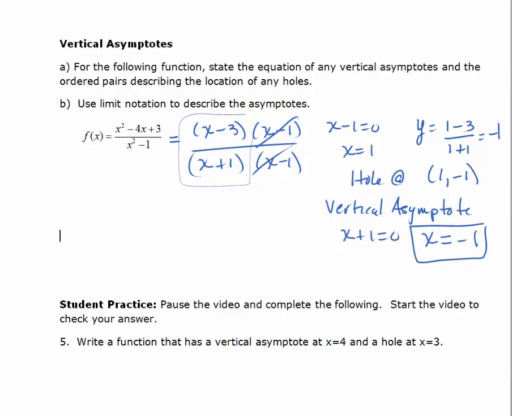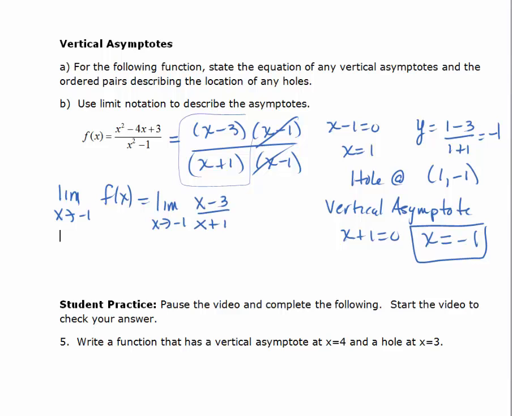Now to use limit notation to confirm that that is a vertical asymptote. In other words, algebra told us that to find vertical asymptotes we would just set the denominator equal to 0. Calculus gives us a way to describe them using limits, and so that's what I'm asking you to do here. I know that an asymptote exists at x equals negative 1, so let's find the limit as x approaches negative 1 of f of x. Well, this is the limit as x approaches negative 1 of x minus 3 over x plus 1.